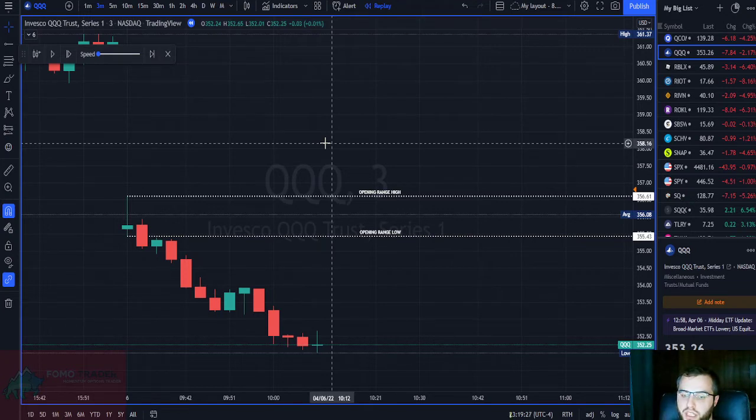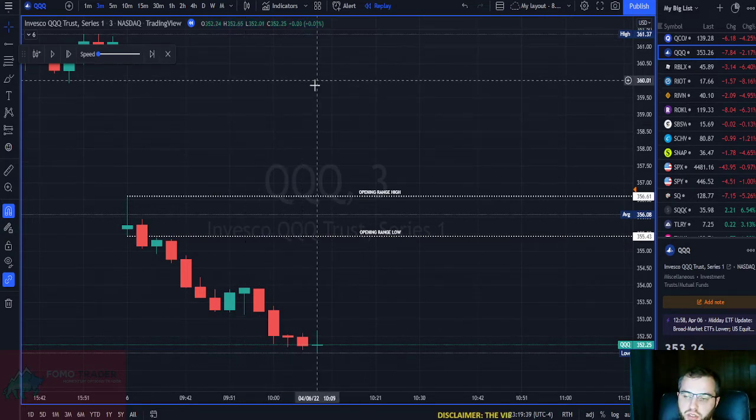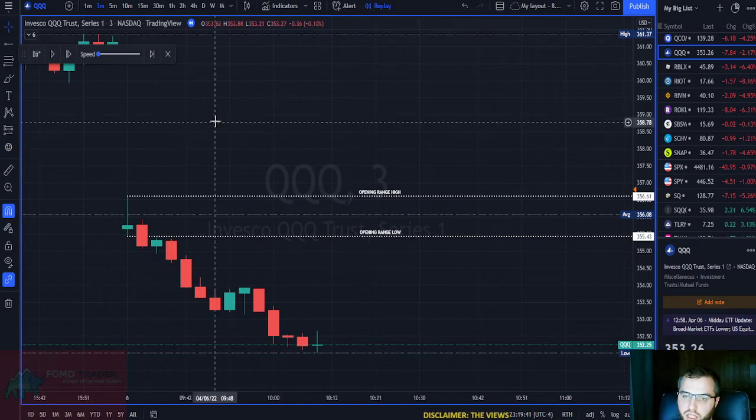So if the wick of the next candle is above or below that range, whichever side you're looking at, the high or the low, you probably don't want to enter. But if the body closes below, I would go ahead and enter that trade.